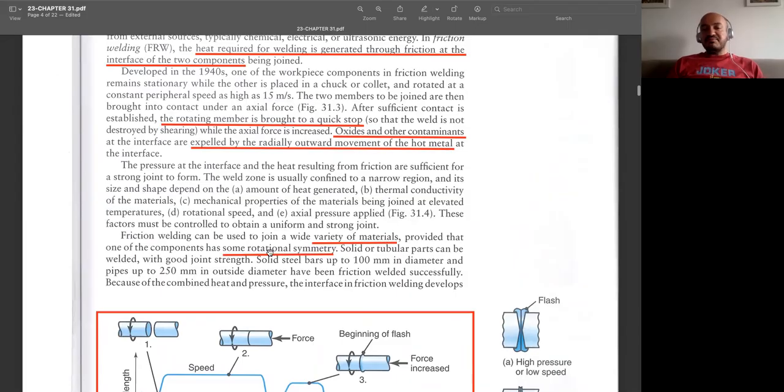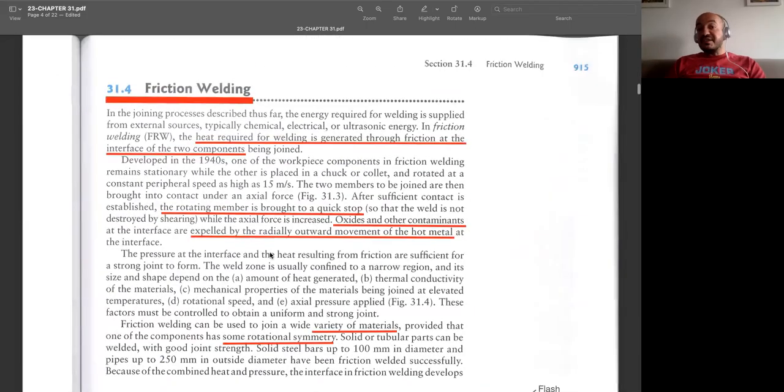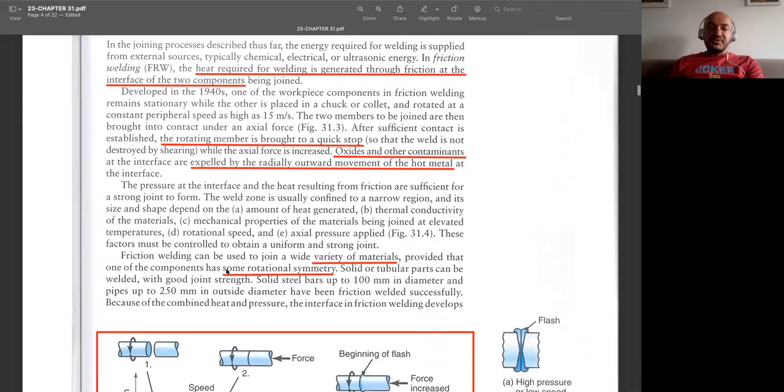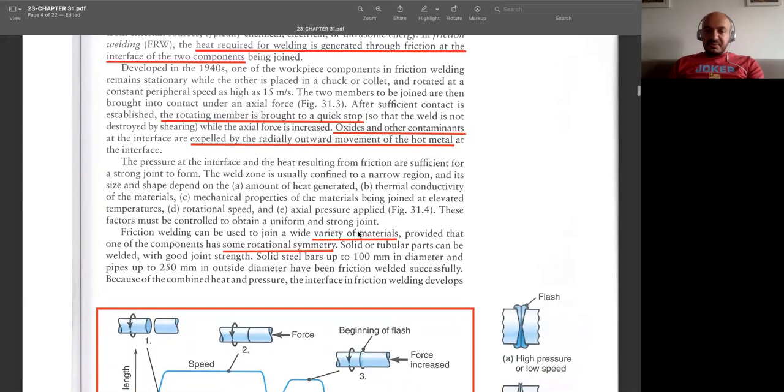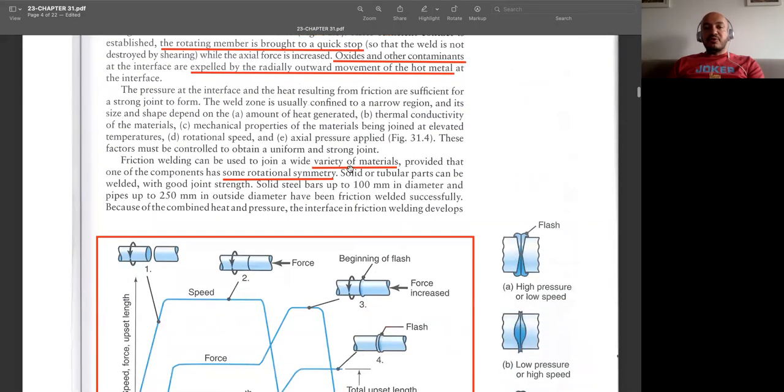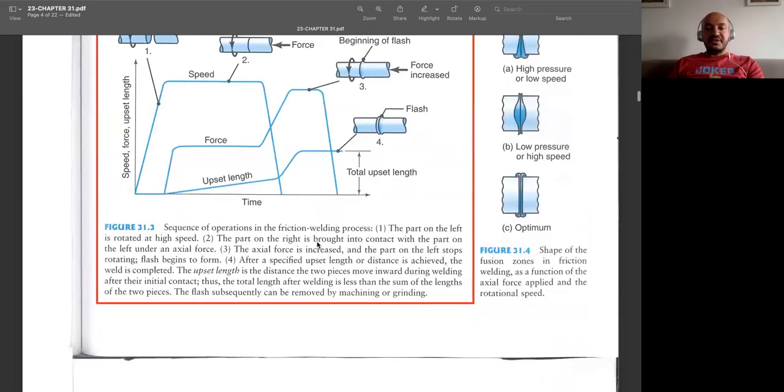If you have complicated parts, then it will be quite complicated to use friction welding. So that's mostly preferred on parts having rotational symmetry. And we can also make use of different materials. We don't have much limitation, provided that the left and right parts have similar behaviors. They can be joined together.